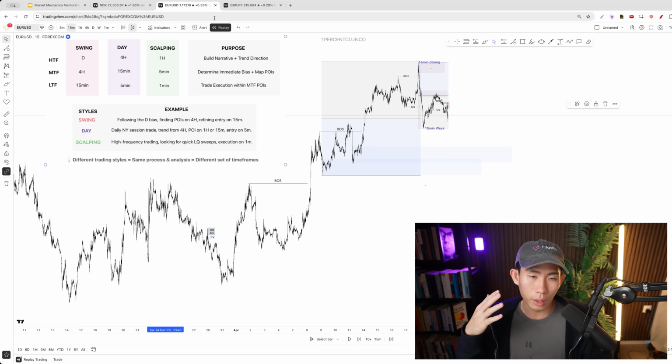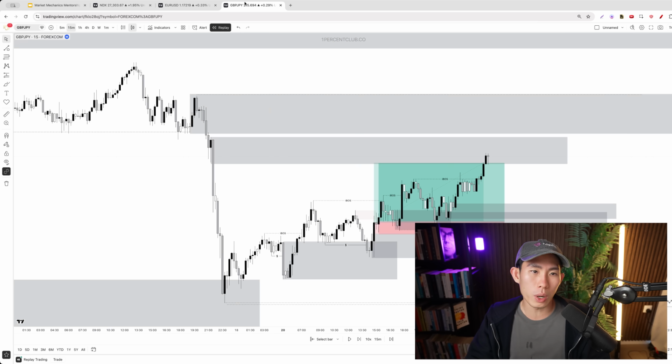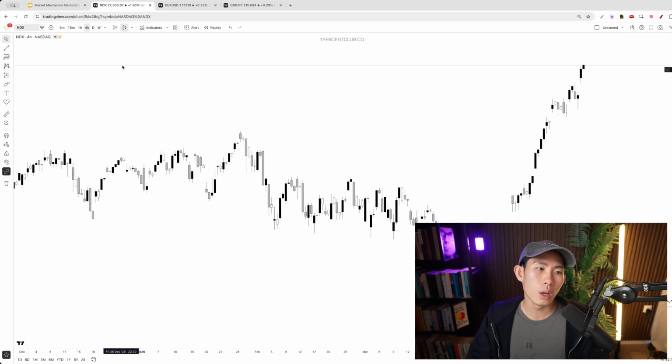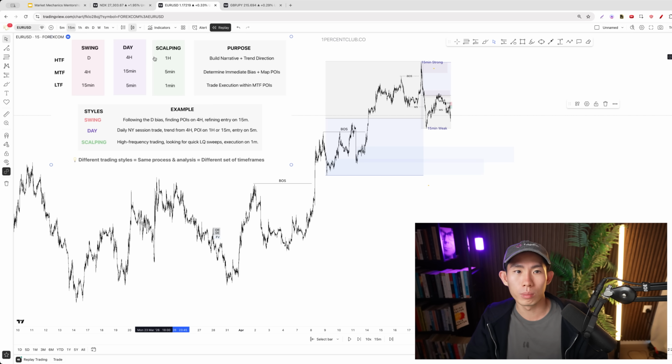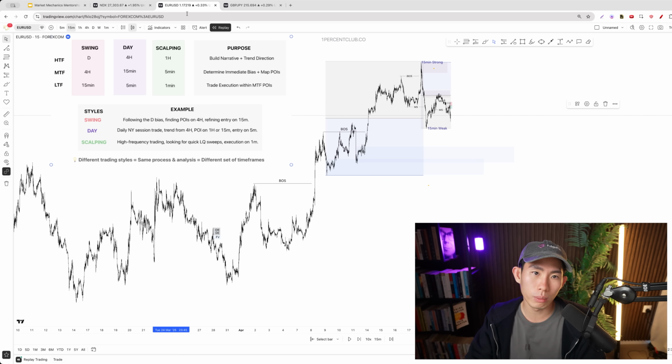I would say, when in doubt, just zoom out, right? So whenever you find yourself not knowing what the trend direction is on the lower time frame, always zoom back out to your higher time frame. Go back to the daily time frame. Go back to the 4 hour if you're day trading. Go back to the 1 hour if you're scalping. And then do your analysis from top down. And when you do, you have a much better understanding of what the market is actually doing.